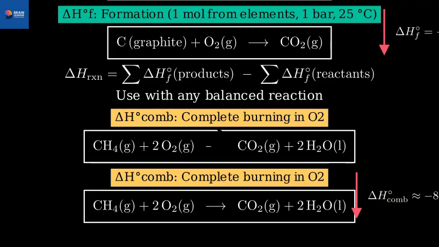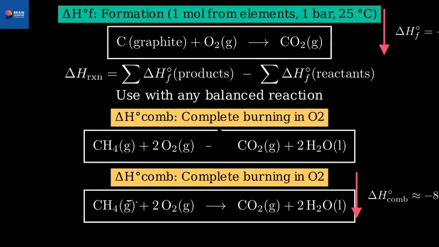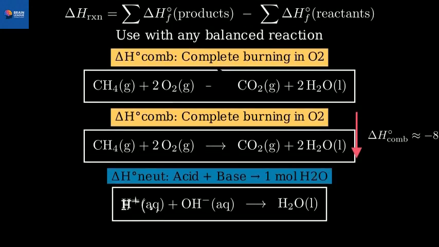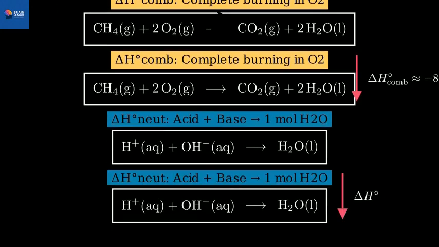Fourth, enthalpy of neutralization. This is the enthalpy change when an acid and a base react to form 1 mole of water, usually in dilute aqueous solution. For a strong acid with a strong base, the typical value is about negative 57 kilojoules per mole.